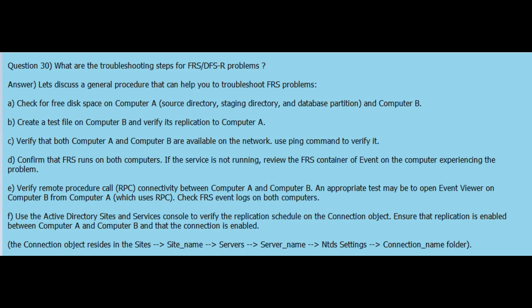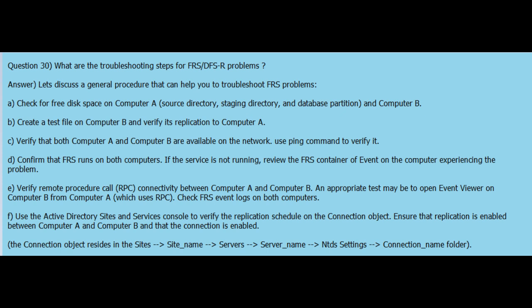Point C. Verify that both computer A and computer B are available on the network. Use the ping command to verify it. Point D. Confirm that FRS runs on both computers. If the service is not running, review the FRS event log on the computer experiencing the problem. Point E. Verify remote procedure call, RPC, connectivity between computer A and computer B. An appropriate test may be to open Event Viewer on computer B from computer A, which uses RPC. Check FRS event logs on both computers.